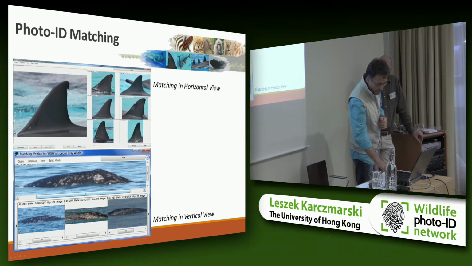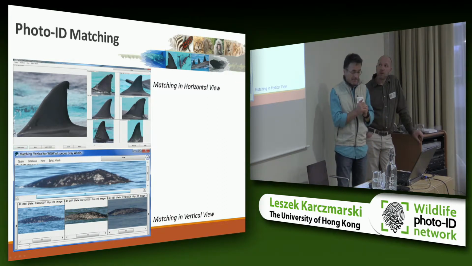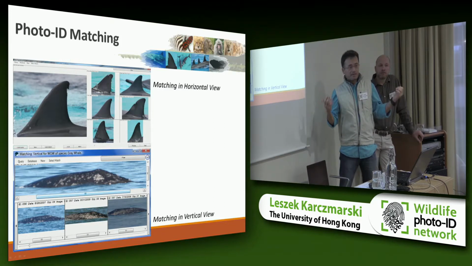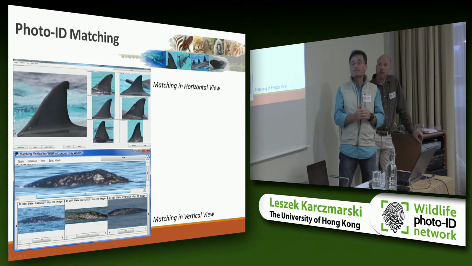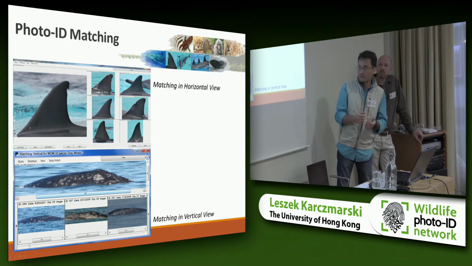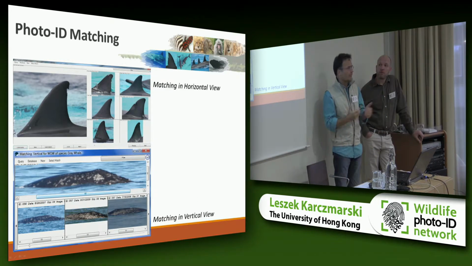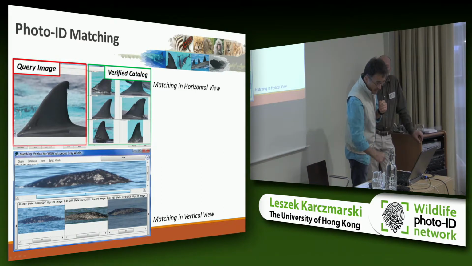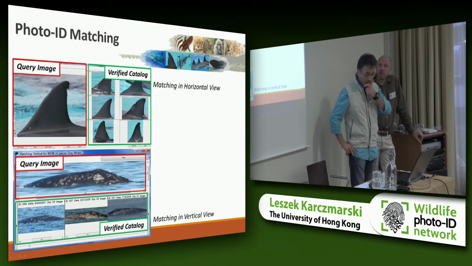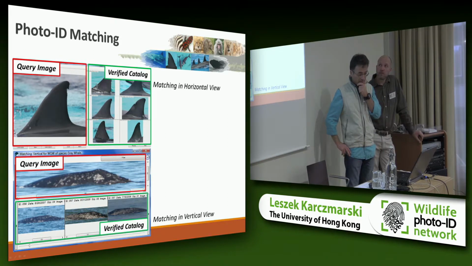And matching can be done in horizontal and vertical mode, depending on what species you work with. For dolphins, dorsal fins, you would use the horizontal mode. Whales, in this case grey whales, are mostly used in a vertical mode. And again, you compare query images and your sample from the catalog to verify the query image.